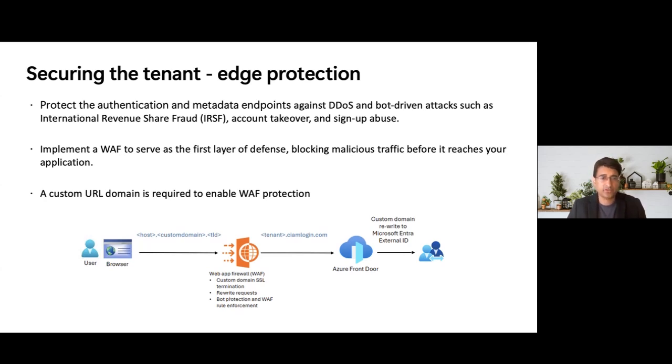In this diagram that you're seeing right now, it's a very simple flow. The user comes in, opens their browser, gets into their particular website, and then eventually goes to the login. At that point, before they get into the external identity authorization or authentication page or endpoint, you will have the web application firewall.